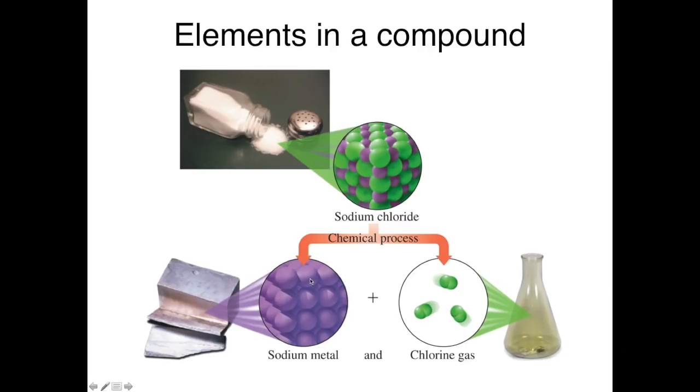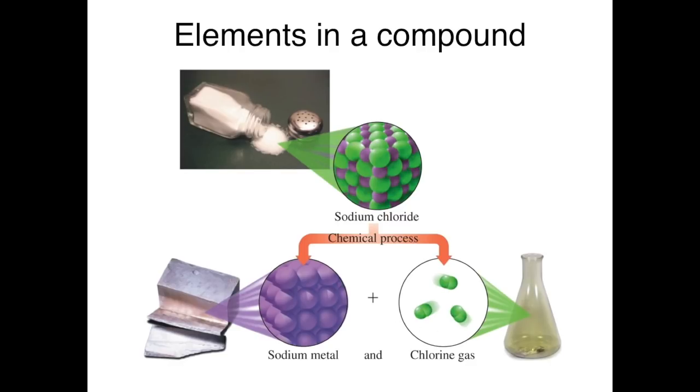When you try to reduce sodium metal down further to a more basic unit, it is still sodium metal. When you want to break down chlorine gas down to a more basic unit, it is still chlorine gas. So these two are in their elemental state. It cannot be broken down any further.